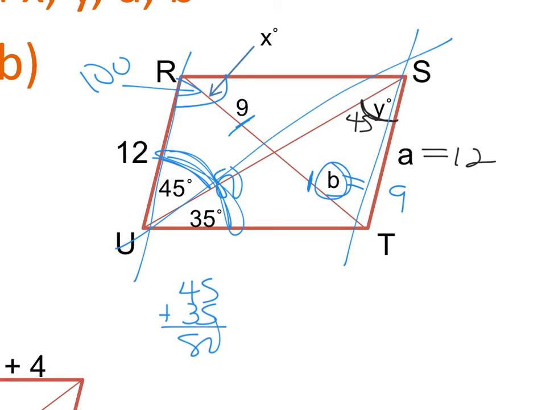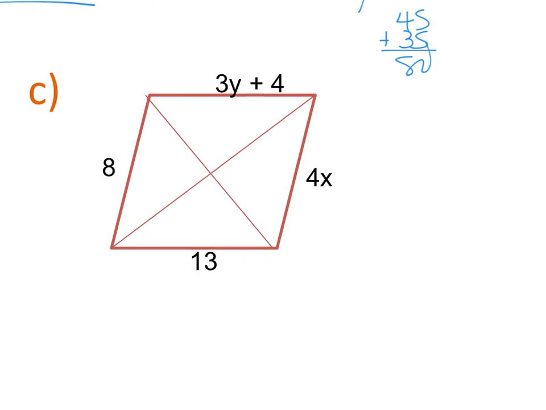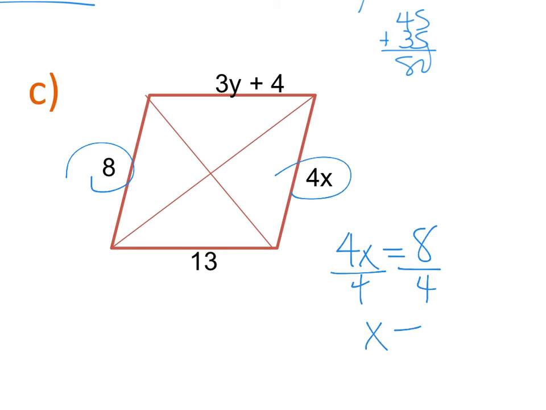And the last one on this slide, how can we find out these measures of X and Y? What do we know about 8 and 4X? What do we know about those two sides, Kimberly? They're going to be congruent. Good. So how would I find the value of X? Divide 8 by 4. Good. So I'm going to set up my equation as 4x equals 8 because they're congruent. And what's 8 divided by 4? 2. And that's my answer.